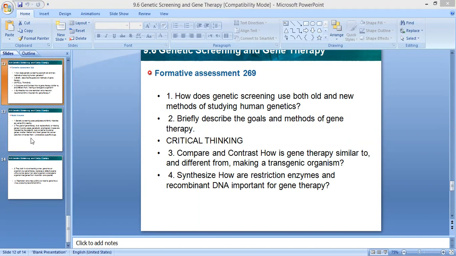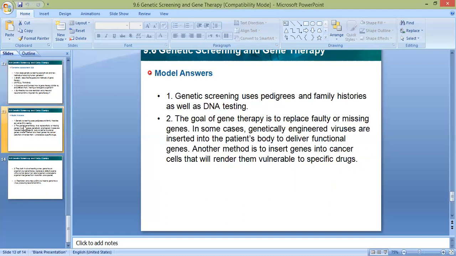Okay. So gene therapy goals and methods of gene therapy? Basically it's the replacement of a missing or defective gene in a person's genome to treat a disease. And there are methods, for example, genetically engineered viruses used to infect a patient's cells. Yes, there are three techniques that we talk about, the first being genetically engineered viruses.